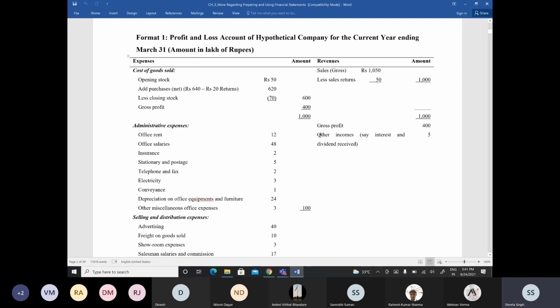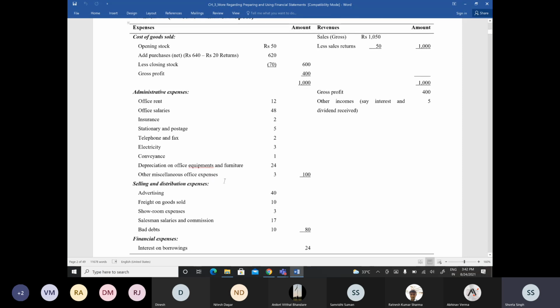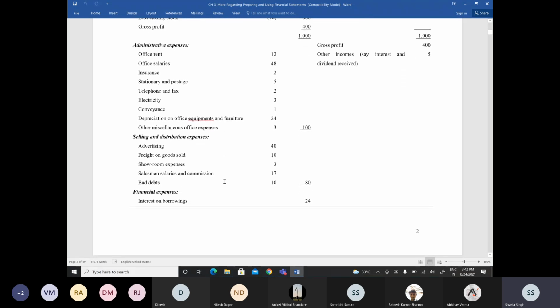The company may also have other incomes, say interest that the company is receiving on its investments, or the dividend that it is receiving from some other company whose shares it has bought. So the other incomes will also be added over here. Then we come to the other head. So this portion, as Ratnesh was asking, this area where you come to the gross profit, this portion is called the trading account. And below this is called the P&L account. But in common parlance, we call the entire thing as P&L.